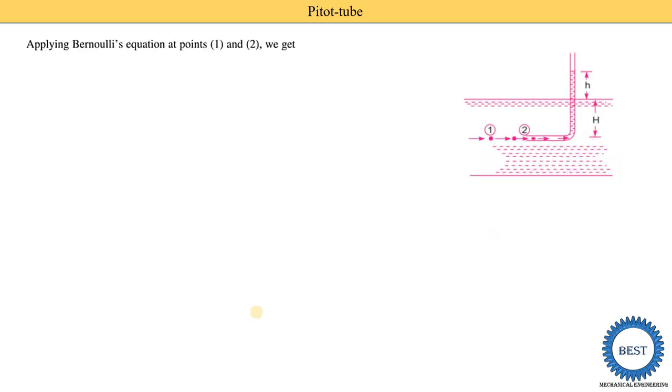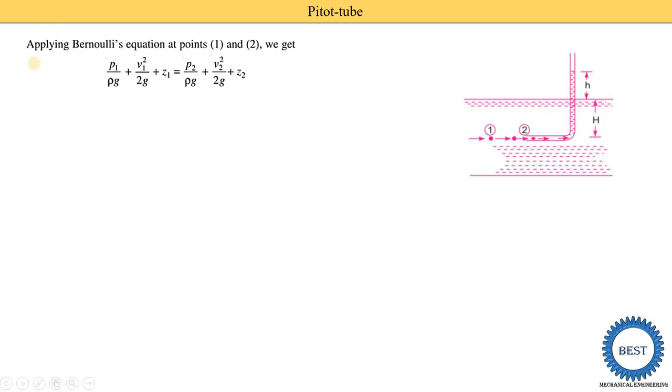Now we need to apply Bernoulli's equation at points 1 and 2, and we already derived Bernoulli's equation in the last chapters. So Bernoulli's equation states that the total energy is the same at the inlet or at the outlet or at any two points. Okay, so at point 1 the energy is the pressure energy plus velocity energy and potential energy. Any fluid has three types of energy: pressure, velocity and potential.